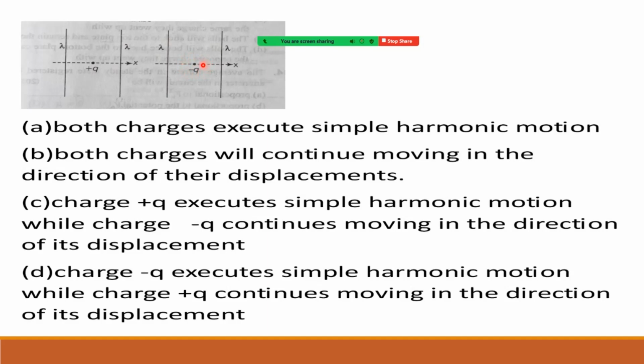That means the answer will be: charge plus Q executes simple harmonic motion while charge minus Q continues moving in the direction of its displacement. So option C is the correct one. Okay. See the next one.